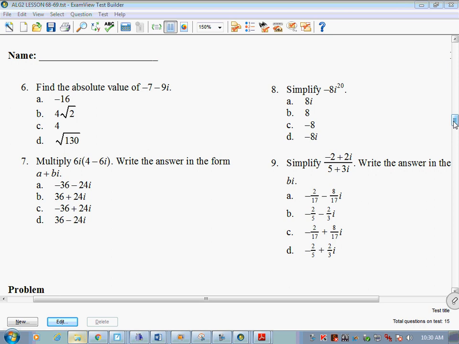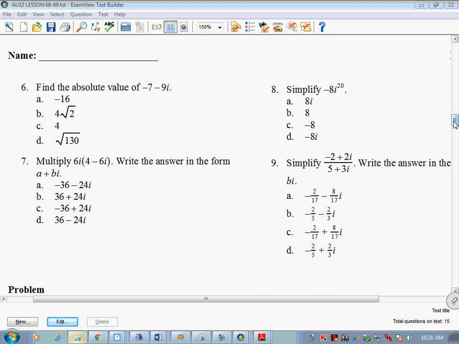All right, let's see, that was 7. Let's go to 8. Negative 8i to the 20th. So let's do the i to the 20th part. Is 20 divisible by 4? Yes, because 20 is divisible by 4 with 0 remainder, it equals 1, right? So what we're actually getting here is negative 8 times 1, which is negative 8. Okay? Does that make sense? Okay? All right, great.